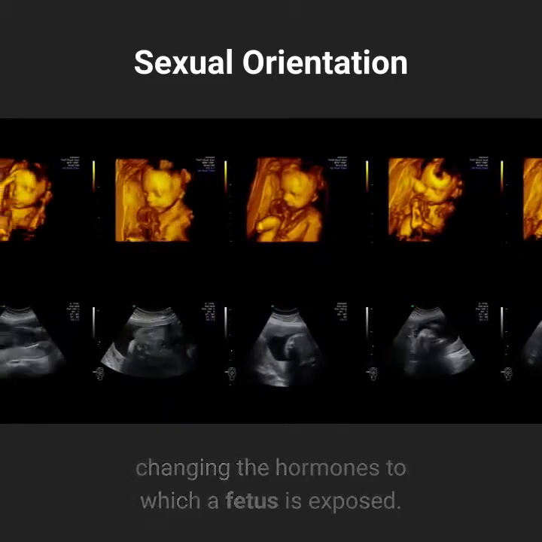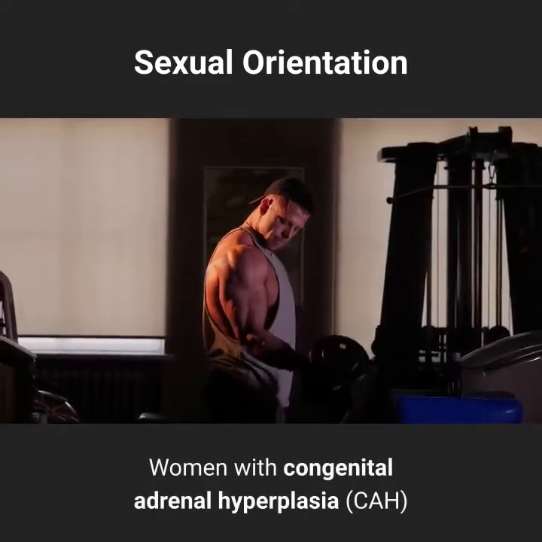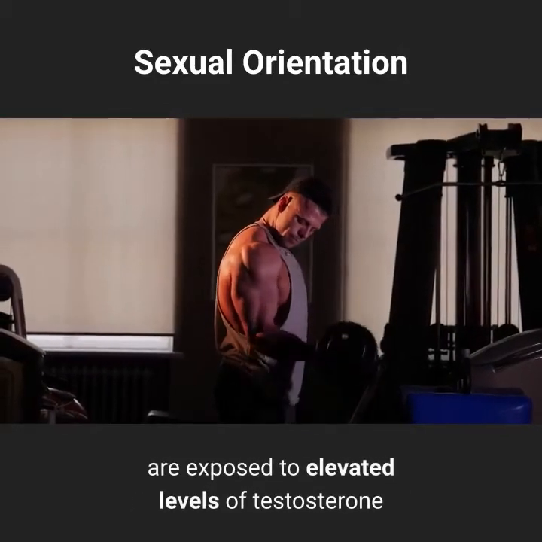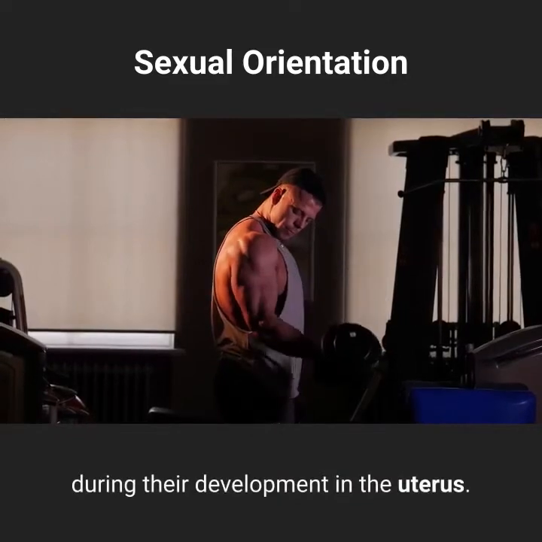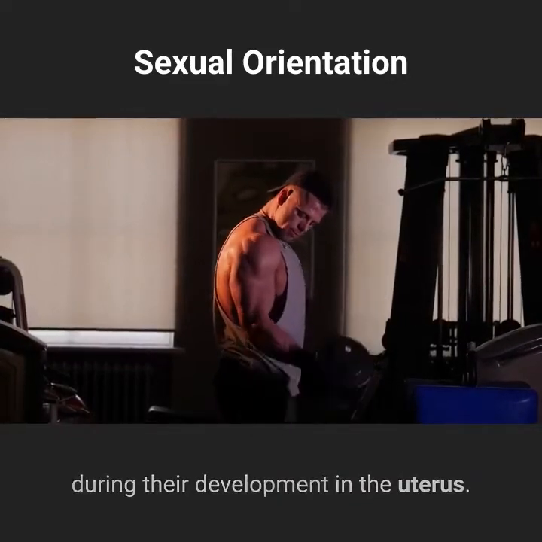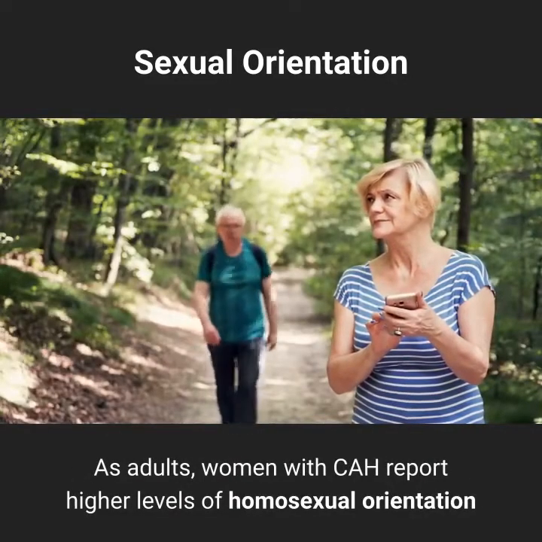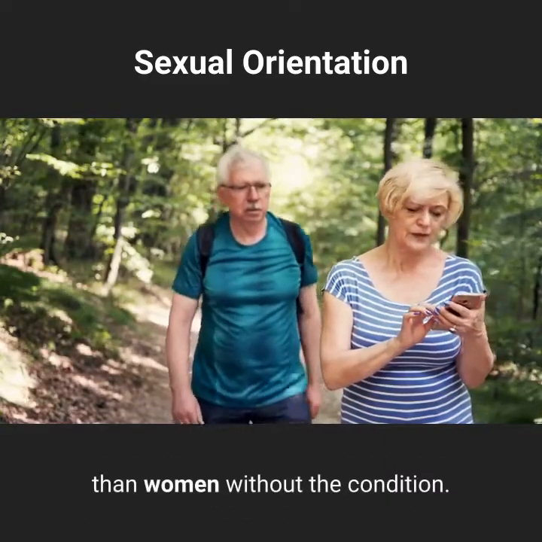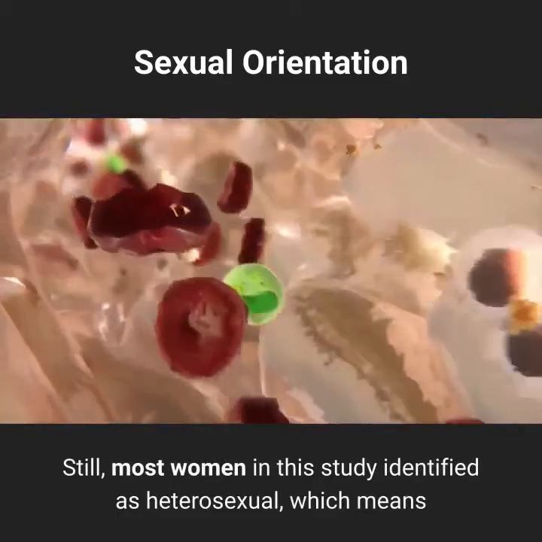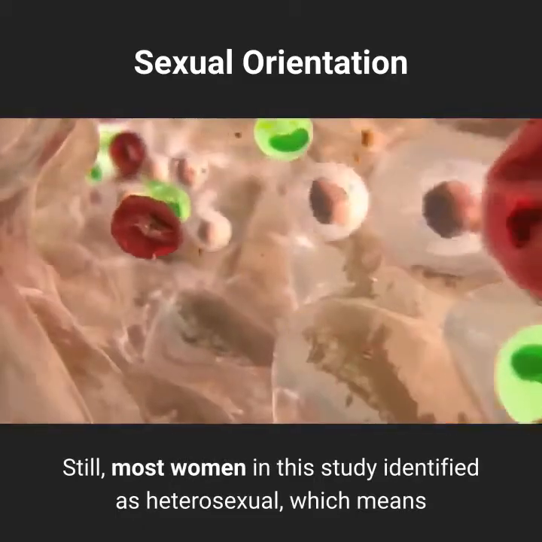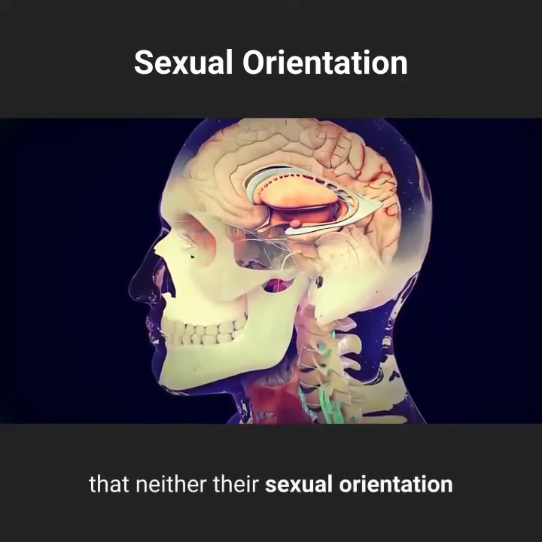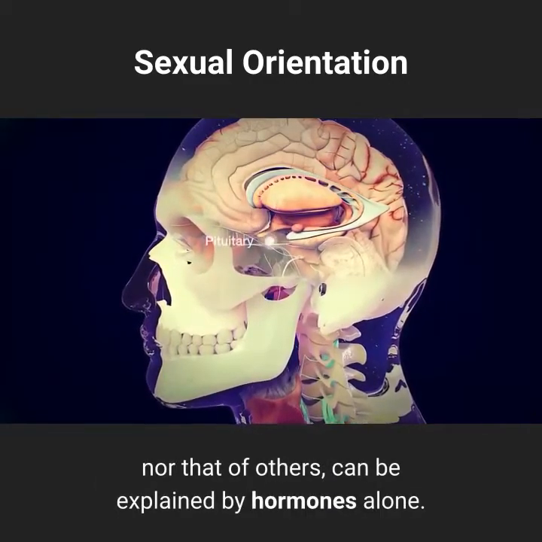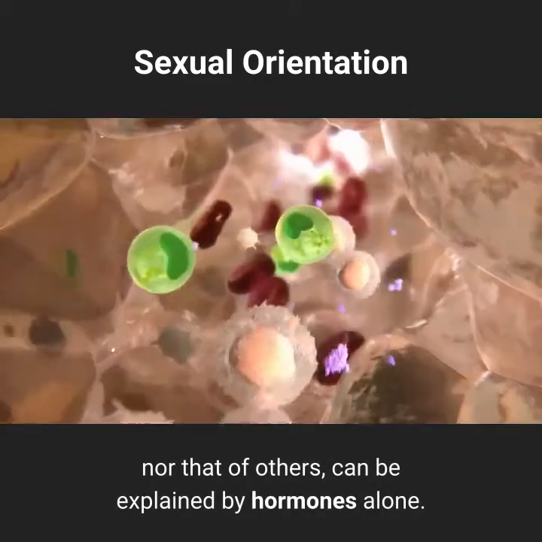There is some evidence that sexual behavior could be manipulated by changing the hormones to which a fetus is exposed. Women with congenital adrenal hyperplasia (CAH) are exposed to elevated levels of testosterone during their development in the uterus. As adults, women with CAH report higher levels of homosexual orientation than women without the condition. Still, most women in this study identified as heterosexual, which means that neither their sexual orientation nor that of others can be explained by hormones alone.